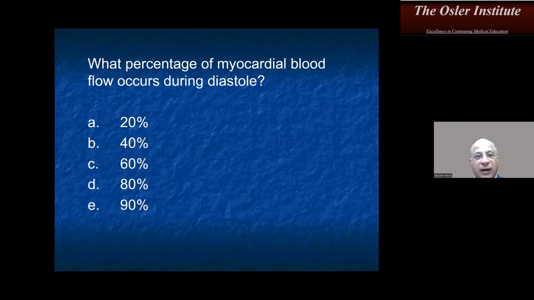So what percentage of myocardial blood flow occurs during diastole? The answers are: 20, 40, 60, 80, or 90. If you are a board taker, you can probably think that it's probably more high than low, since there are more high numbers than low numbers. But this is just so you either know it or you don't, and it's about 80%. So 80% of the myocardial blood flow occurs in diastole.